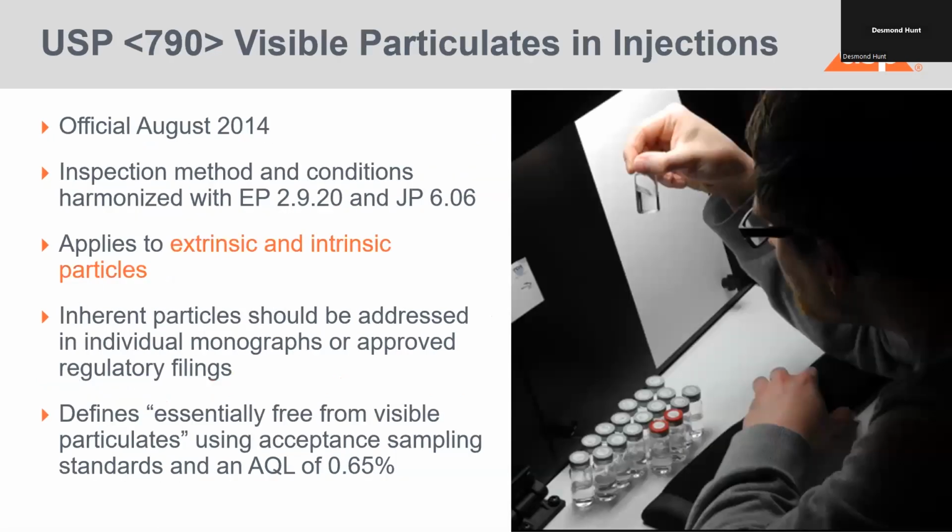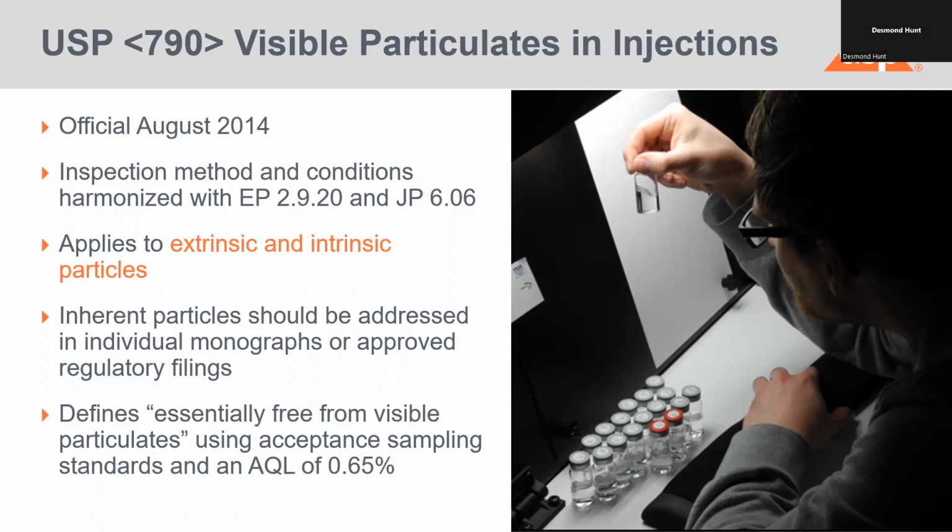But it was this idea of what was essentially free that led to the development of USP General Chapter 790. It became official in 2014, and as I mentioned, the first mention of essentially free was in the 1940s, so there were many years in between in which industry struggled to figure out what USP meant by this. The inspection conditions that are outlined in the chapter are harmonized with the EP and JP, and this goes back to the discussion that Rebecca was having earlier today.